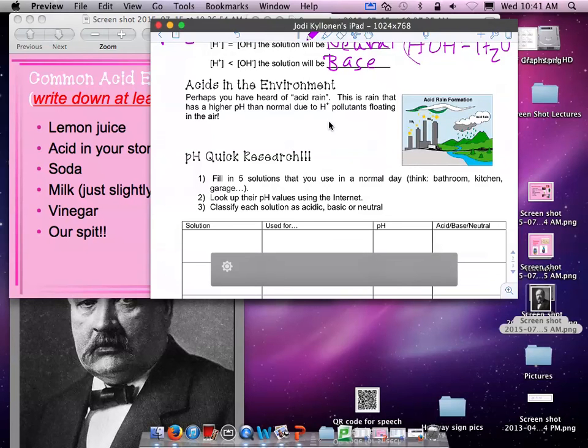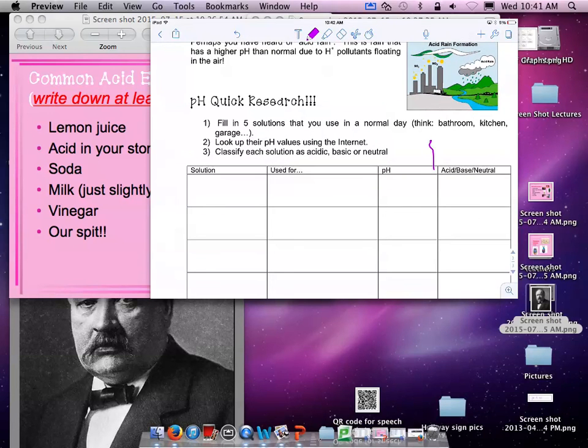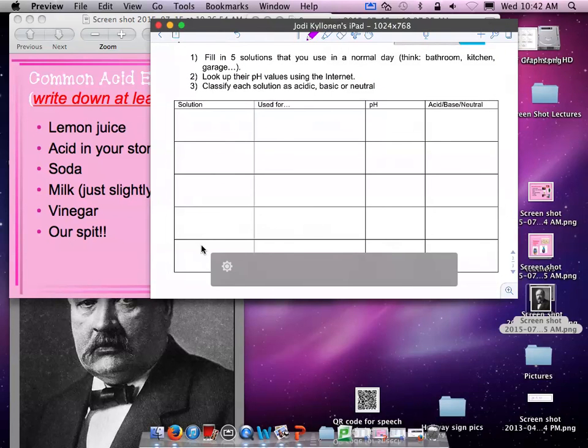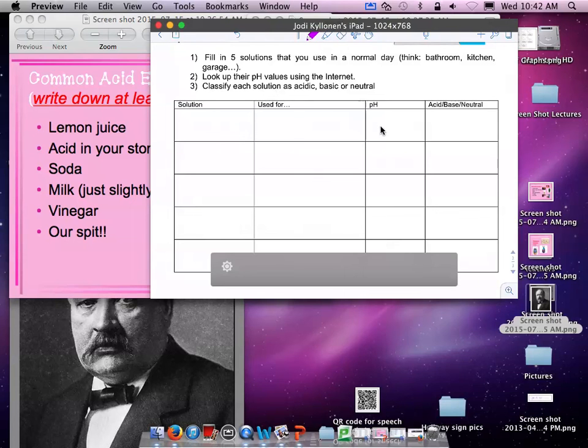All right, so the last thing I want you to do before we move on is do a little bit of pH quick research, like it says. I want you to think of 5 solutions you use in a normal day. Things that you use when you're getting ready in the bathroom, things you use in the kitchen, or things in your garage, or things for cleaning. Write those 5 solutions in here. Then tell me what they're used for, used for cleaning, used for drinking, using for washing hair, whatever it is. And then I want you to do an internet search and look up their pH.